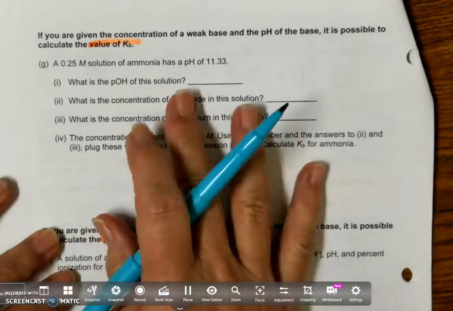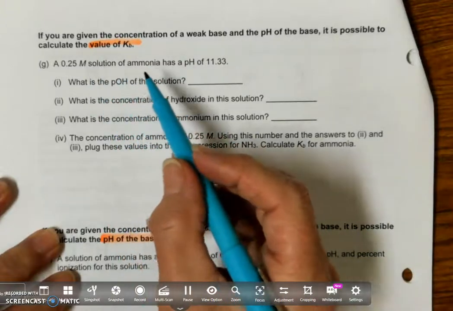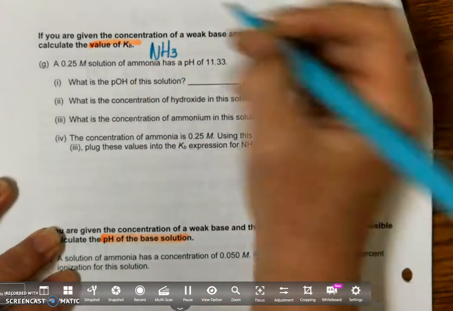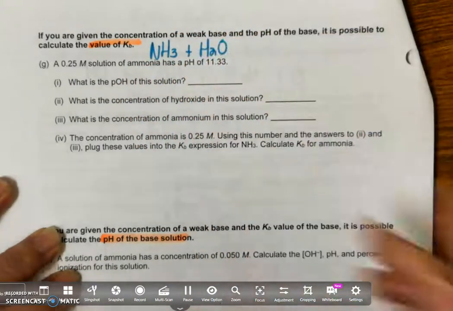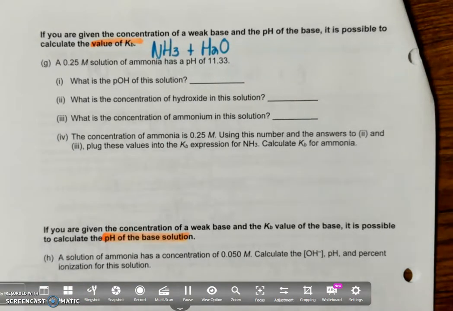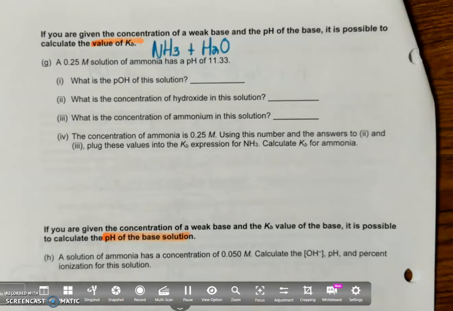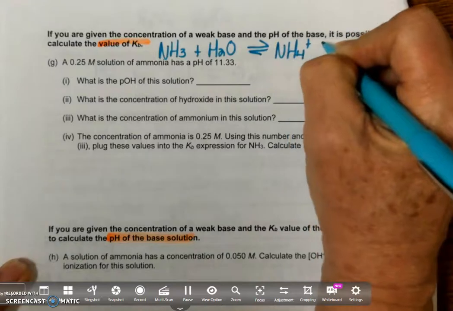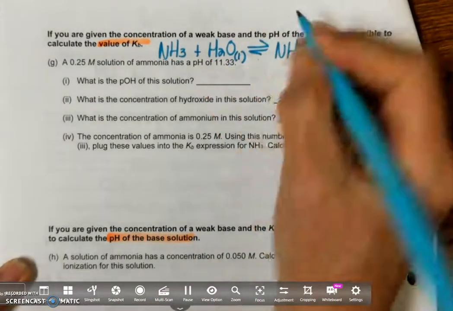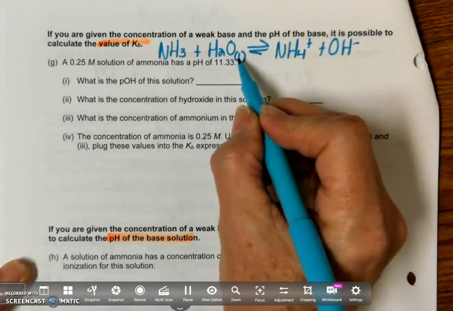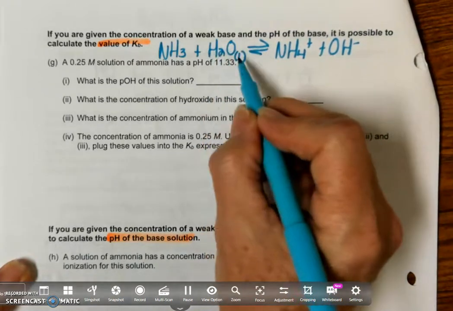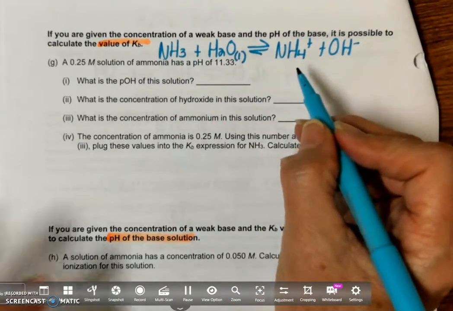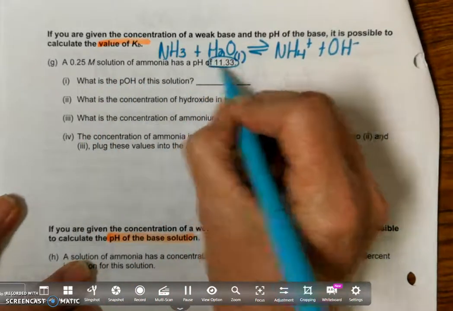All right, now let's look at the first scenario. I've got a 0.25 molar solution of ammonia that has a pH of 11.33. Now the first thing I want to do is write out my equation. This is an ammonia solution. In general, when you write the equations for bases, you're going to have water involved, because the only way that I can get OH- as a product is to show it reacting with water. Now remember that water is not in your equilibrium expression, however, because it's a liquid. You're not going to see it in the equilibrium expression ever, but it will be in the balanced chemical equation.